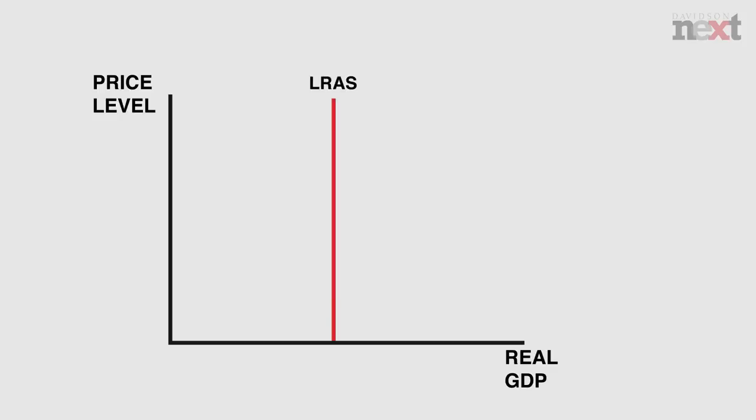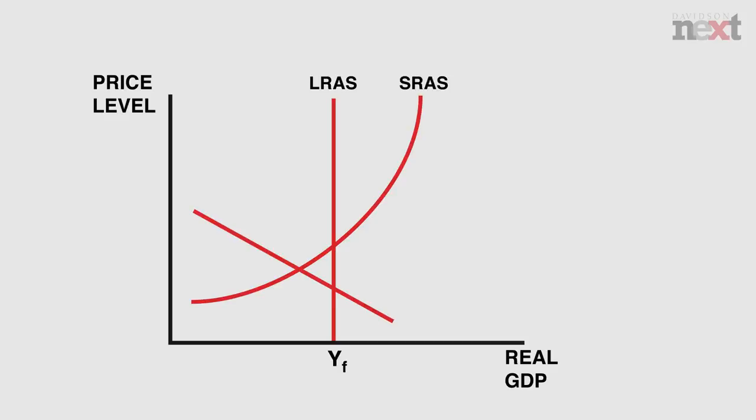So let's set this back up with real GDP on our x-axis, price level on our y-axis, the long-run aggregate supply, vertical at the full employment level of output, an upward sloping short-run aggregate supply curve, and then a downward sloping aggregate demand. Now, you see that the intersection of aggregate demand and short-run aggregate supply occurs at a point that is less than the full employment level of output. Remember, the intersection of aggregate demand and short-run aggregate supply determines the price level and the current level of production in an economy. So we have a recessionary gap here.